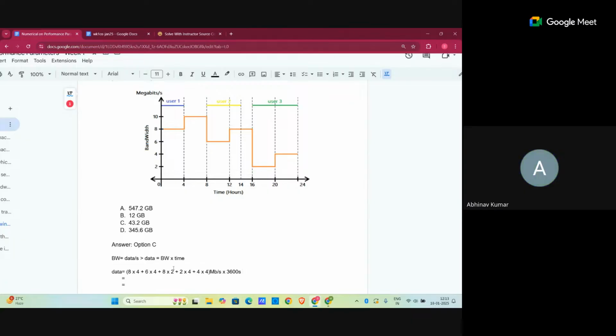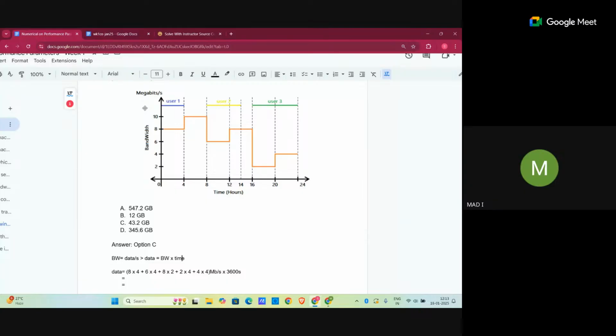So this is what we are doing. How do we calculate data? We multiply bandwidth with the time. Here on the y-axis bandwidth is given, on the x-axis time is given. So we are taking the bandwidth from the y-axis and multiplying it with the time on the x-axis. Is it clear? Yes, ma'am. But now we need to balance the units as well.